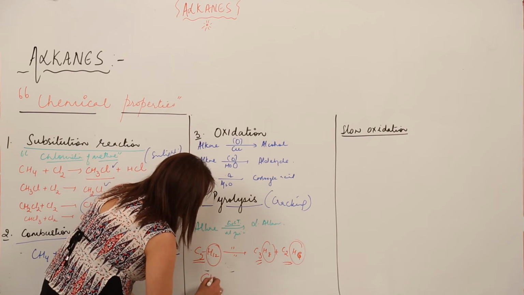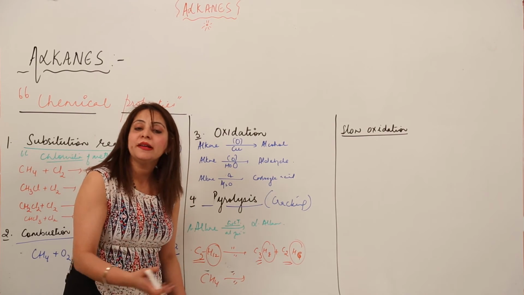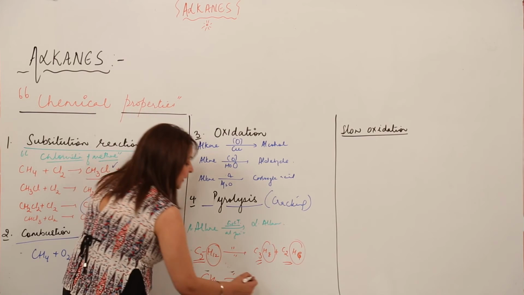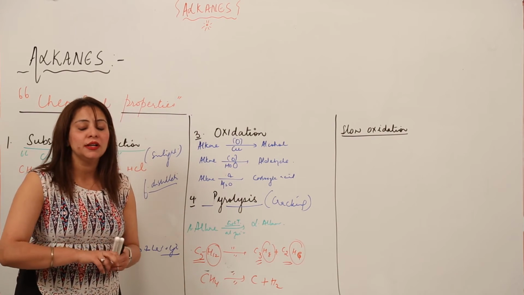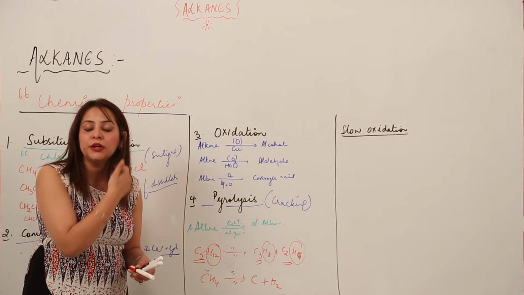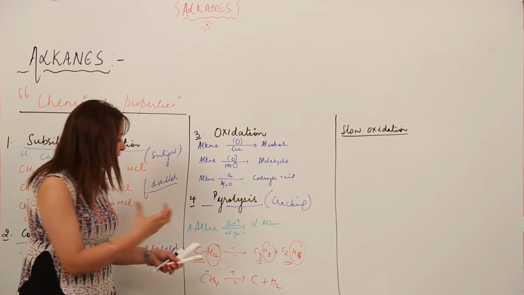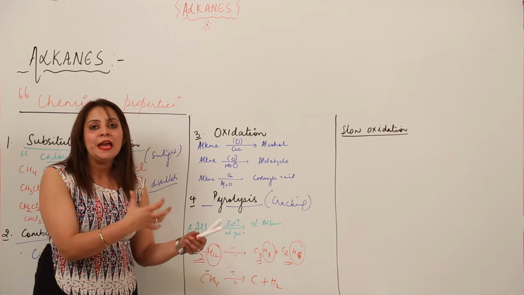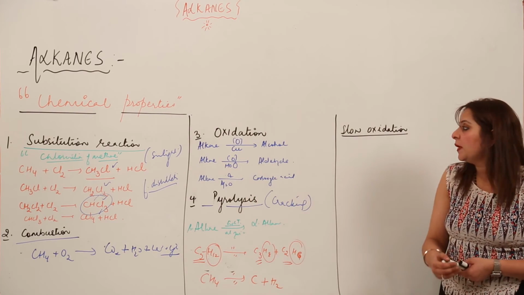Suppose I pyrolyze methane, what am I going to get? Obviously there is no other lower alkane other than CH4, so it is just going to break into its constituents. If somebody asks you to show the pyrolysis of the lowest member, if it is methane, just break it into C and H2, because there is no other lower alkane other than CH4. You know that it is the first member.